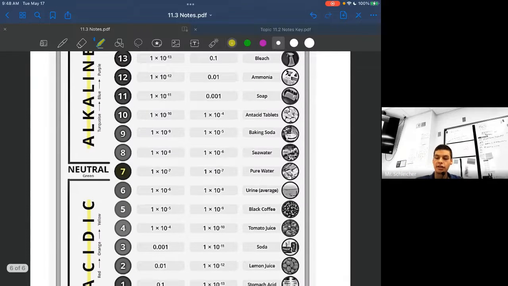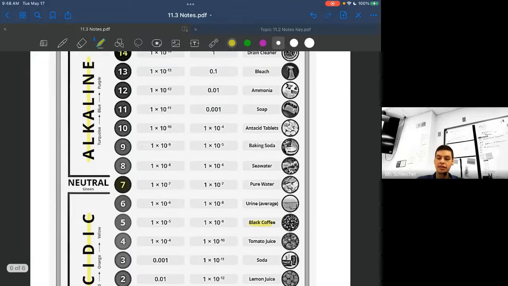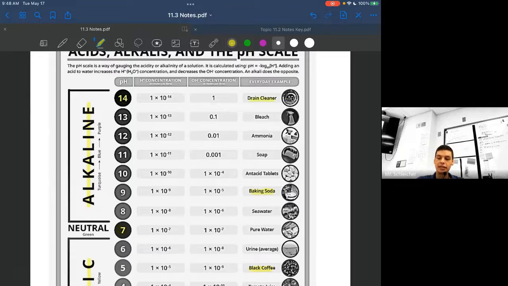So for instance, you could have something just a little acidic like coffee, or something super acidic like stomach acid or battery acid. You could have something just a little basic like baking soda, or something super basic like bleach or drain cleaner. Those things are pretty caustic and can start eating through organic matter. And the only thing that's really neutral is completely pure water. So notice that neutral is at 7.